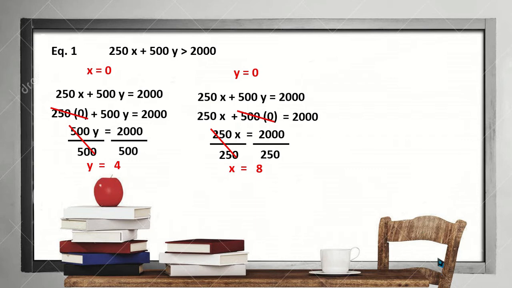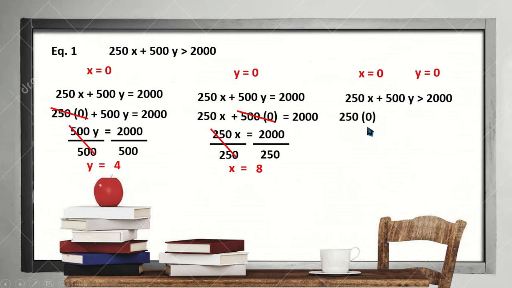Next naman, gagamitin natin yung test the origin. Okay, so para malaman natin kung true or false. Kapag true, ang shadan natin kung nasan si origin. Pag false naman, ang shadan natin yung part na wala si origin. So gagamitin natin sa x is equal to 0, then y is equal to 0. So balik tayo sa inequality natin. So we have 250x plus 500y is greater than 2,000. So palitan natin to ng 0.